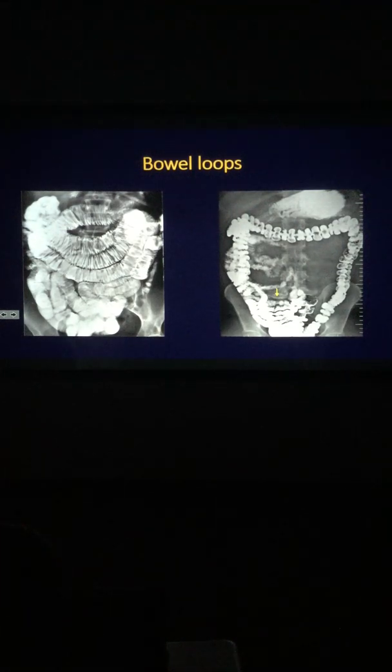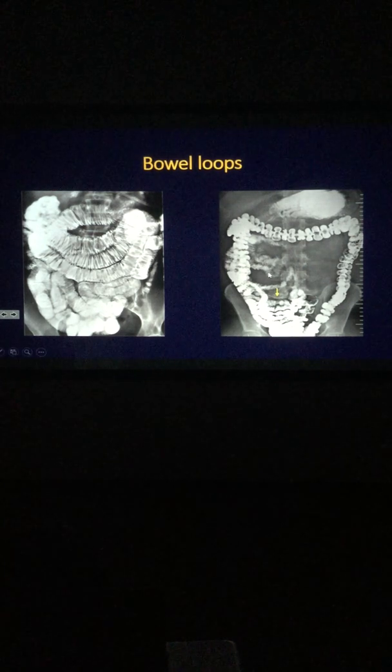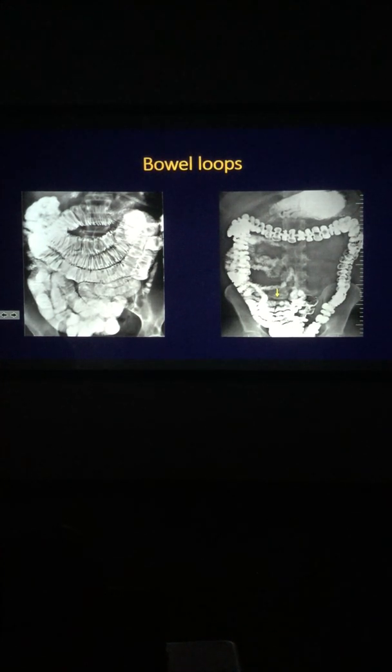Now let's move to the next set of organs. One is small bowel and one is large bowel. Obviously, as you said, these two pictures are of enemas. That means we ask the patient to swallow barium and you get a small bowel study, and when you push barium from below you get a large bowel study.